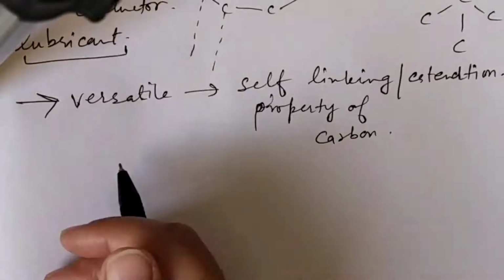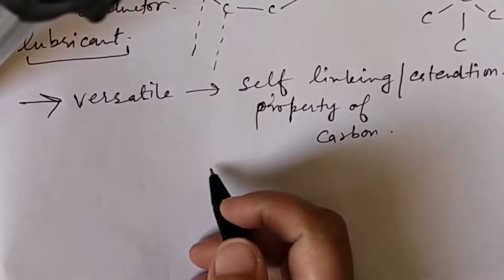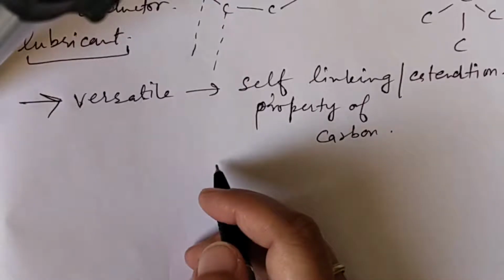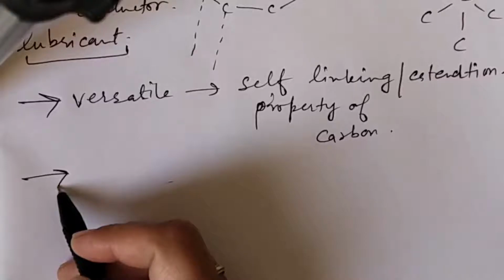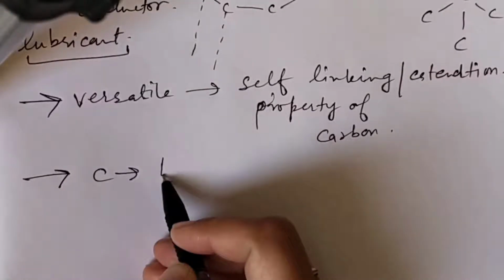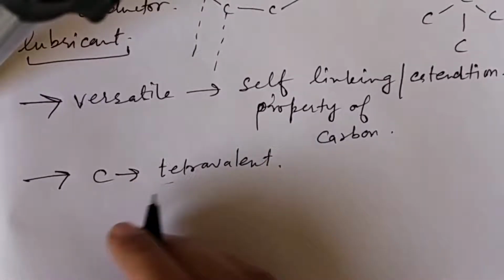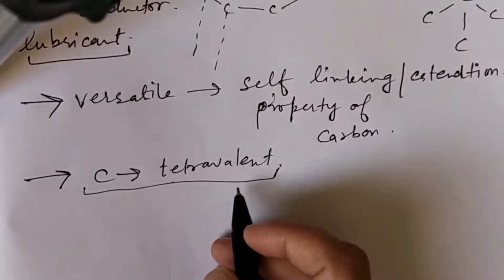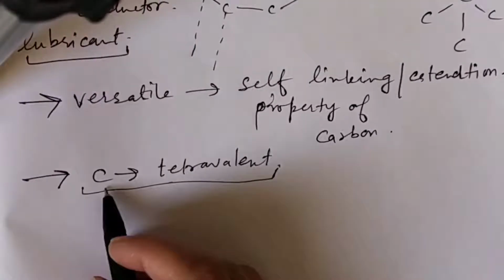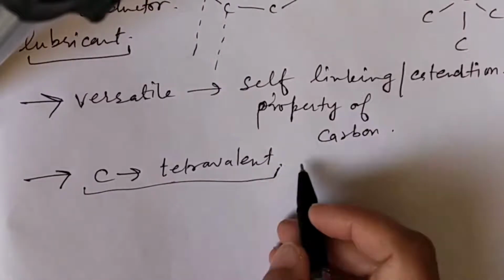Catenation is the self-linking property. It is maximum in the carbon atom and is responsible for the existence of such a large variety of organic compounds around us. In its compounds, carbon is always tetravalent in nature. It is a universal truth that you have to apply to every organic compound: carbon should exist in the tetravalent form.